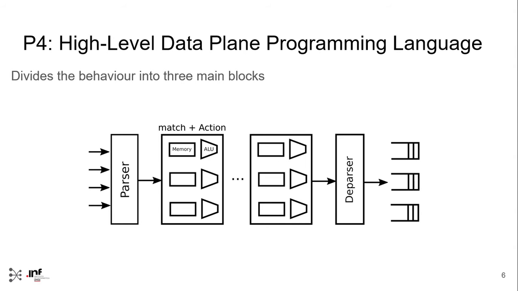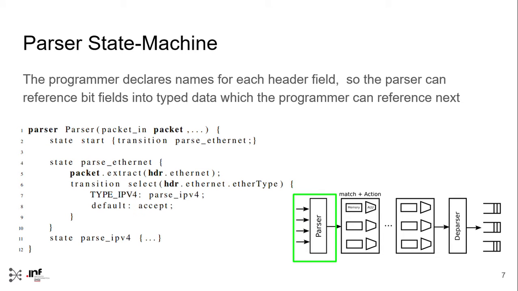Now, we'll provide some background on the P4 language. P4 is a high-level data plane programming language that divides the behavior of the data plane into three main blocks: a parser, a pipeline of match-action, and a deparser. A parser state machine is a state machine where the program declares names for each header field, so the parser can reference bit fields into typed data of the language to be referenced next on other blocks.